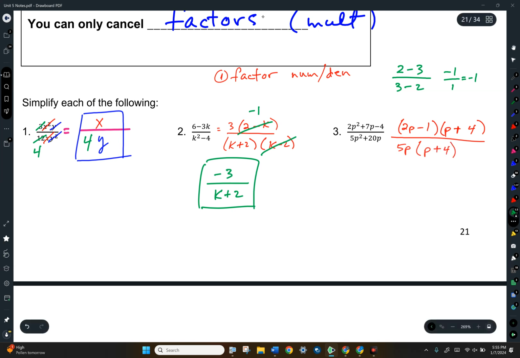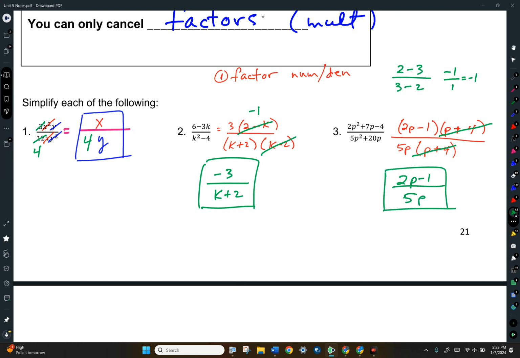Okay, so now do you see I can cancel this entire factor with this entire factor. I cannot cancel those p's because they are part of the terms, so I'm just going to be left with 2p minus 1 all over 5p.